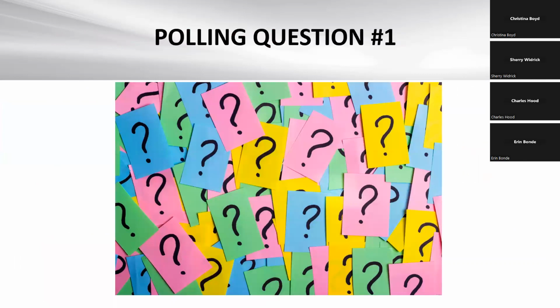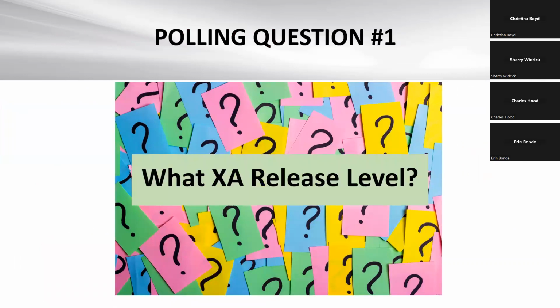All right, so let's jump to the polling questions. Our first question is, what release level of XA is your current production environment? Are you at XA release 10, 9.2, 9.1 or prior, or not sure? If you could just take a moment to click that for us, that gives us a good feeling of where everybody is in terms of their XA environment.